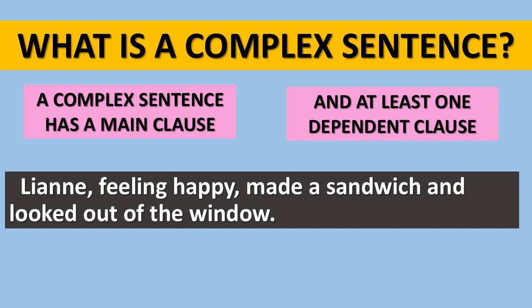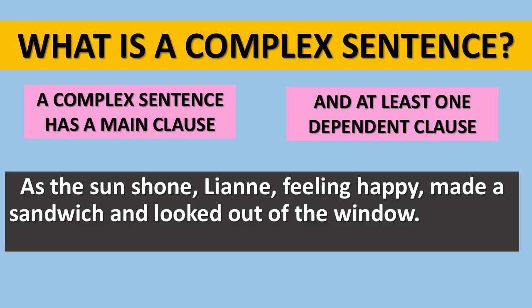Now we can take it further. We can add more than one dependent clause if we like to. So now we've got Leanne, feeling happy, made a sandwich and looked out the window. This sentence now has two dependent clauses. We can take it even further if we fancy. And here is another dependent clause added to that. And we've got, as the sun shone, Leanne, feeling happy, made a sandwich and looked out of the window. This is a sentence that has got three dependent clauses in it. It's much more complex, of course, than a simple sentence.